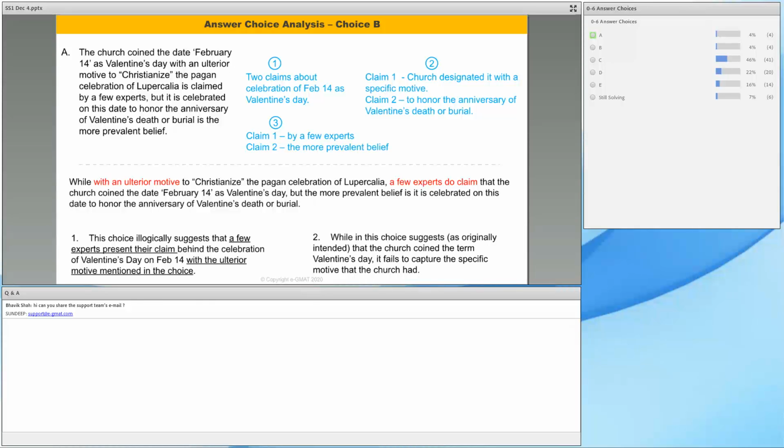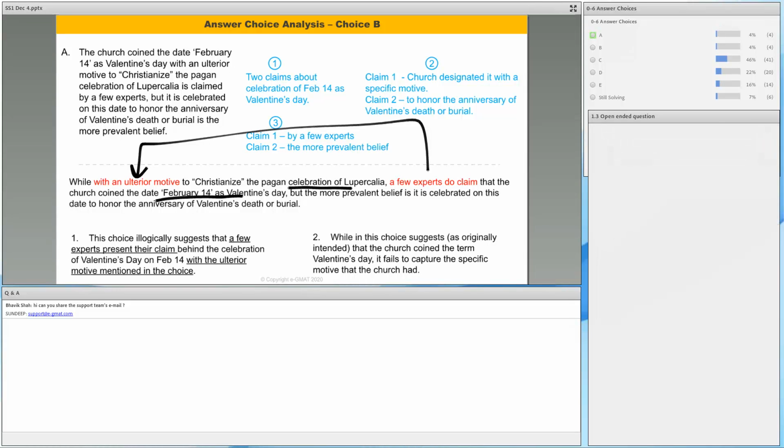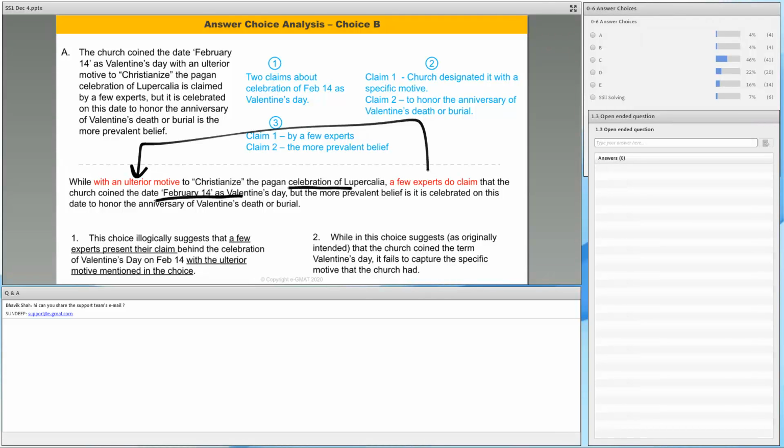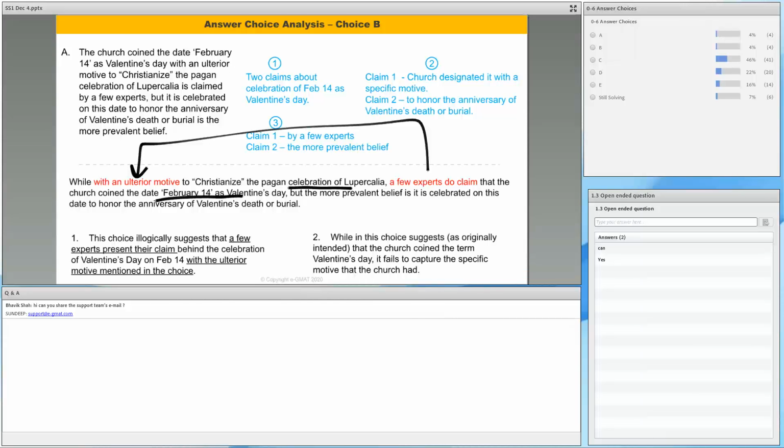Also, it fails to capture the motive that the church had. While with an ulterior motive to Christianize the pagan celebration, a few experts do claim that the church coined the term. So the church's ulterior motive is gone. Now the experts have this ulterior motive. Can you see how the meaning is distorted in choice B? It's shifted the blame. In the original sentence, the church had the ulterior motive. Now the experts have the ulterior motive. Okay.